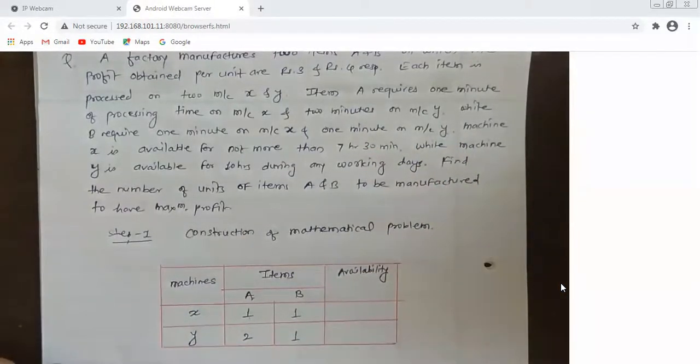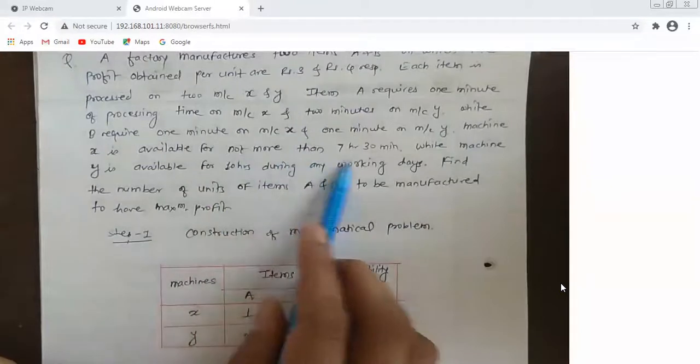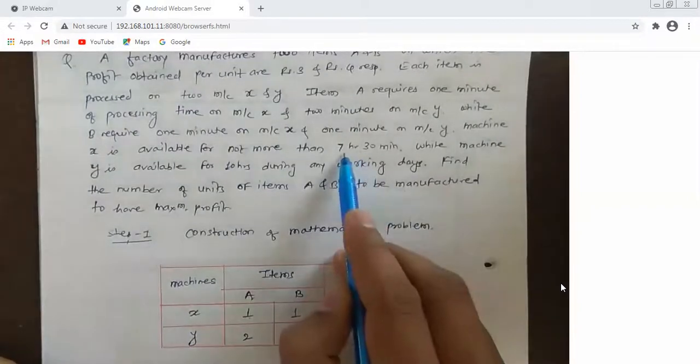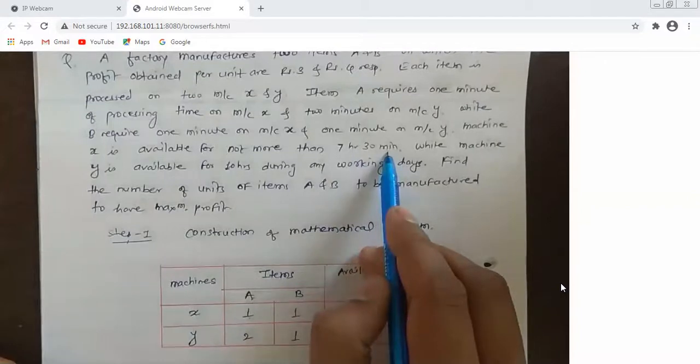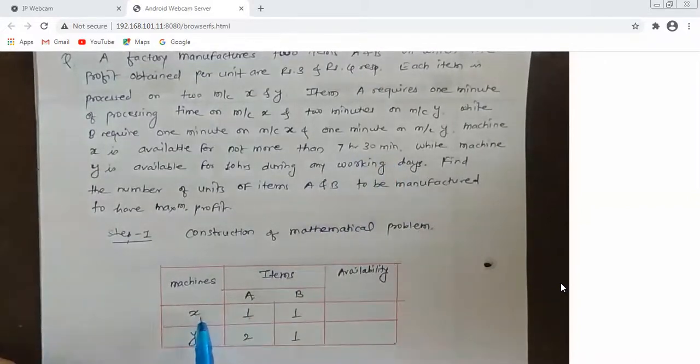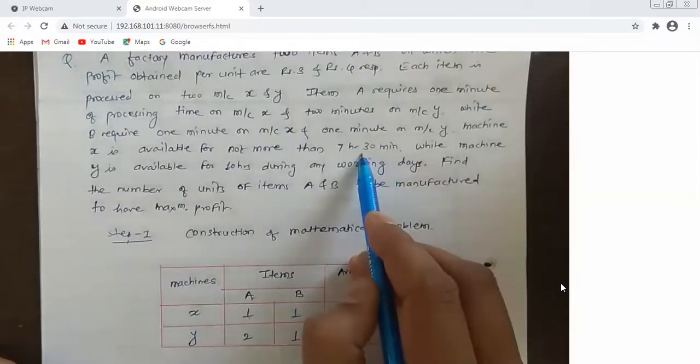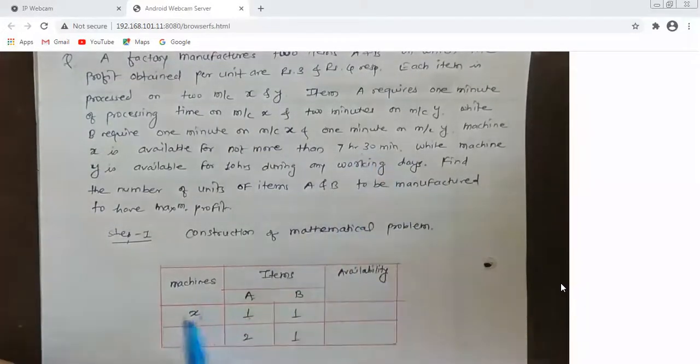So this is the given data. Next, they have given that machine X is available for not more than 7 hours 30 minutes. What is the meaning of that? It means machine X will operate only for this much time, that is 7 hours 30 minutes. After 7 hours 30 minutes, machine X will shut down. This is nothing but our limitation, or we can say our availability of machine X for producing item A and item B.